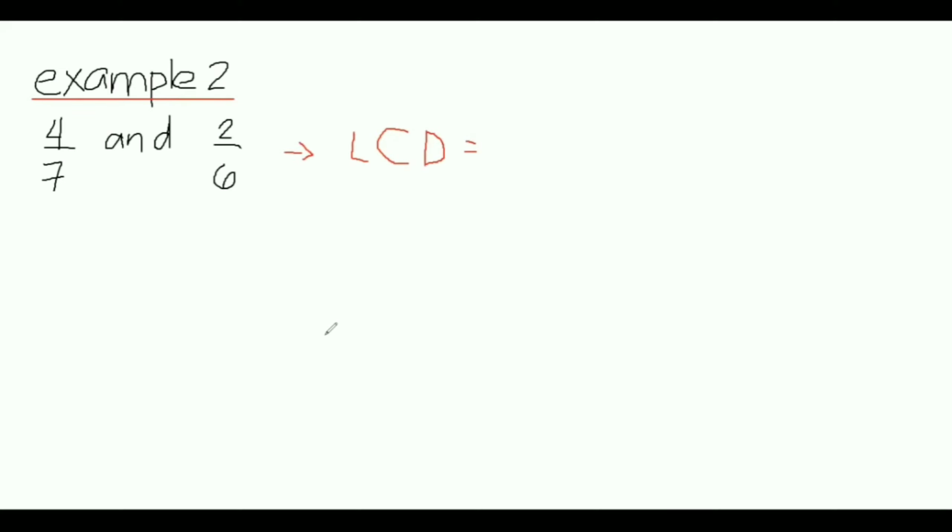Ang pangalawa naman nating halimbawa ay 4/7 and 2/6. Listing method pa rin tayo, kagaya ng ginawa natin kanina sa unang example. So, isusulat lang natin yung denominator and then mag-skip count lang tayo ng tig-5 uli.